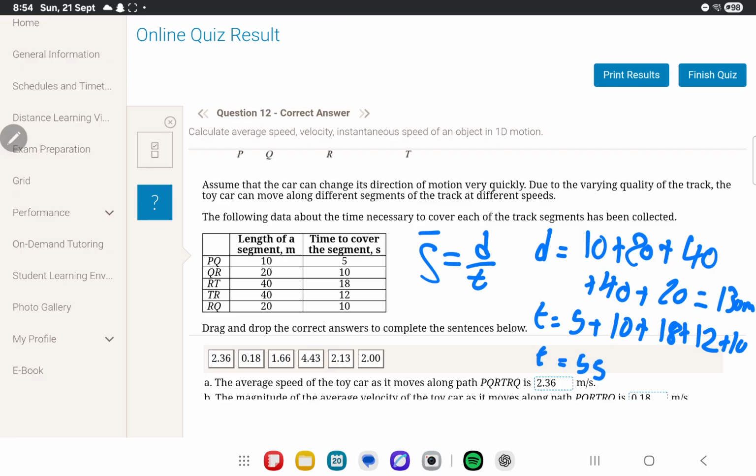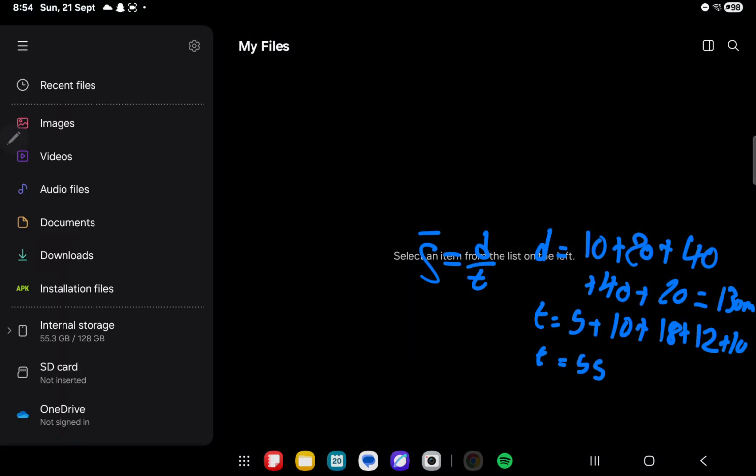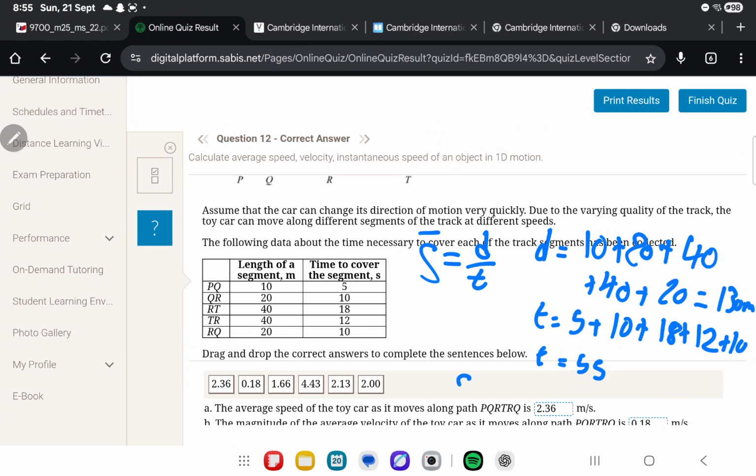Now, 130 over 55 gives me 2.36 meters per second. That's the speed. So the speed is equal to 130 over 55, which is 2.36 meters per second. And that's the final answer.